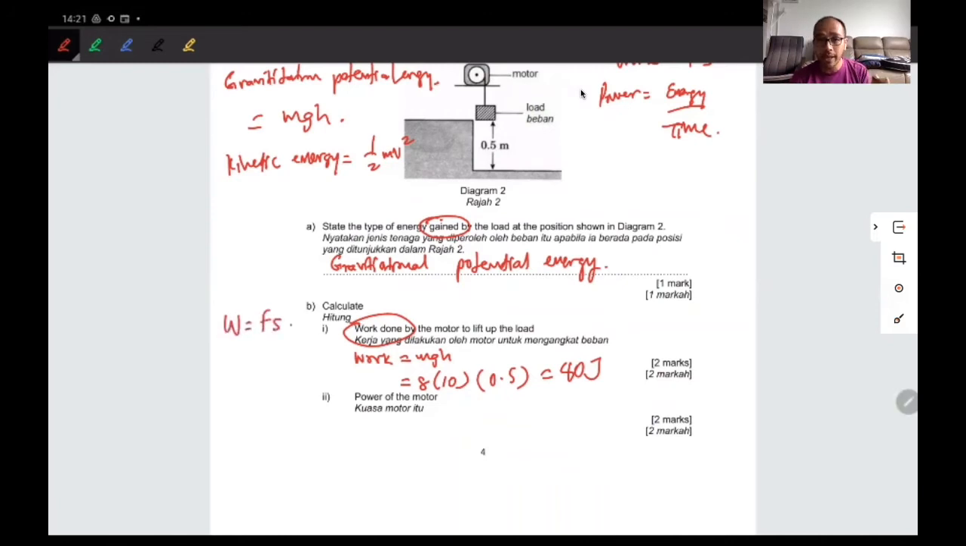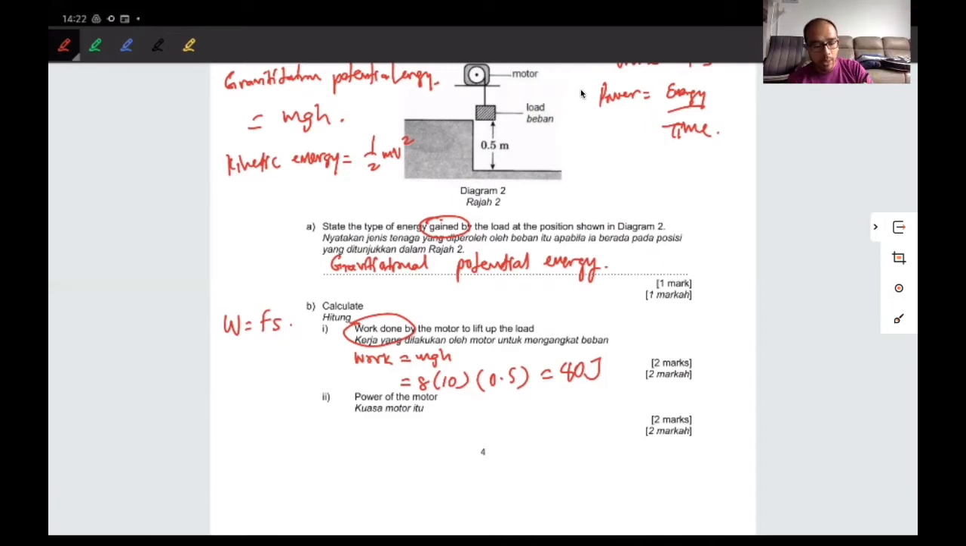You can use that, except that in this case, it is so much easier to count the gravitational potential energy because both are in joules. When you calculate the gravitational potential energy, it is actually the amount of work done to lift up the load. There is 0 joules until a certain height, and it takes about 40 joules.